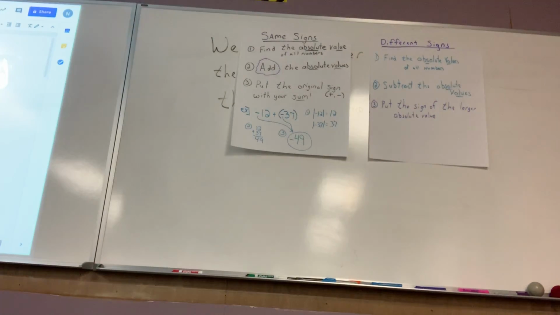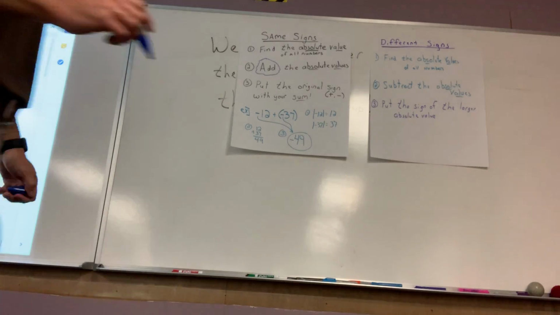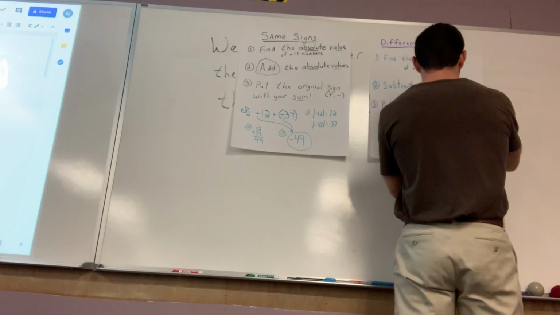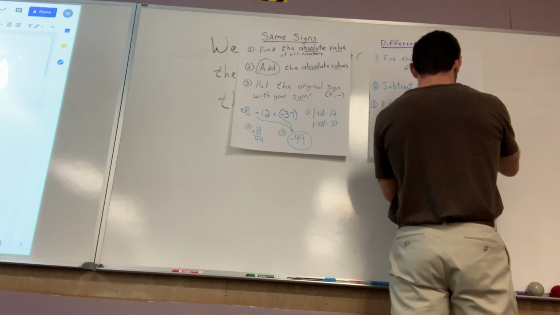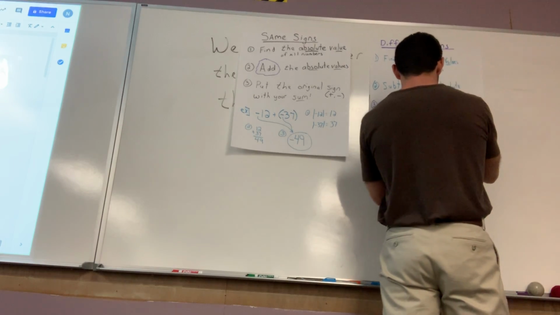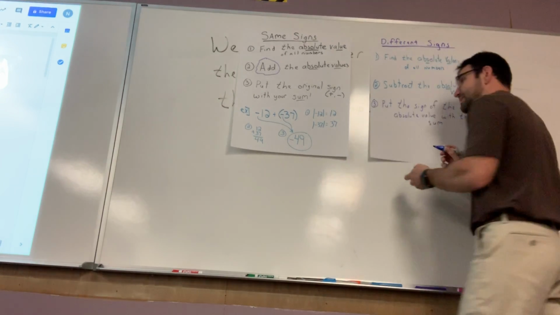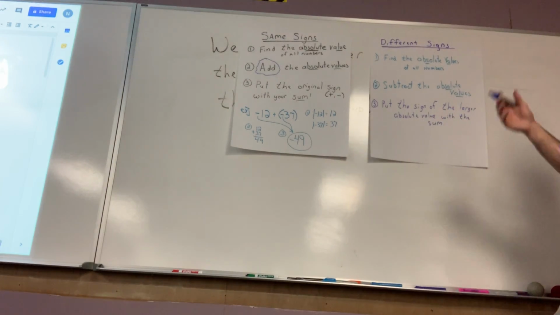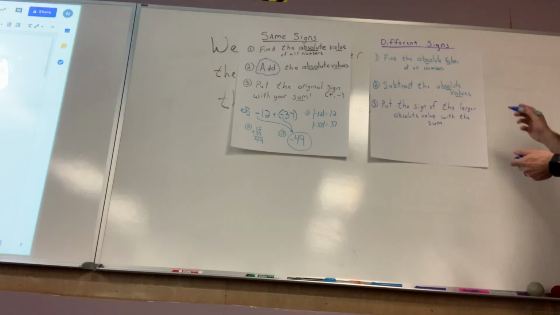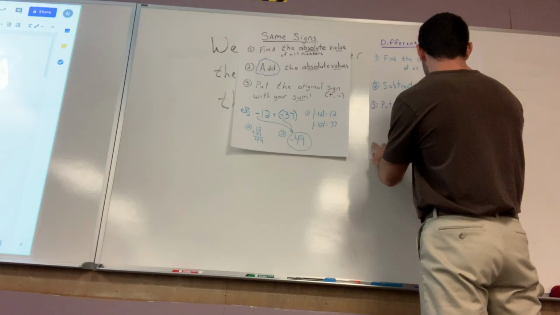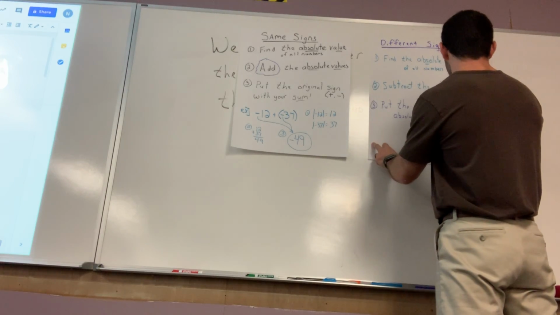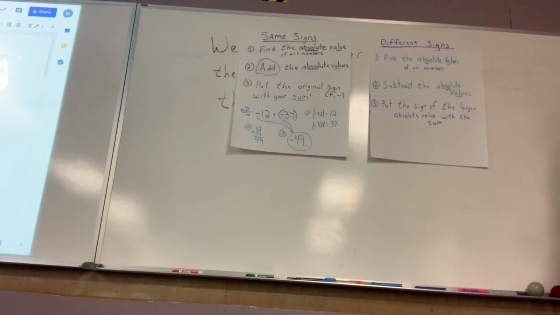Yeah. Nice. I'm trying to match these notes up. Oh no, put the numbers. It's all right, I'm making it up. Put the sign of the larger absolute value with the sum. And when I say the sign of the larger absolute value, what was the original sign? It should really be: put the sign of the original number with the larger absolute value.